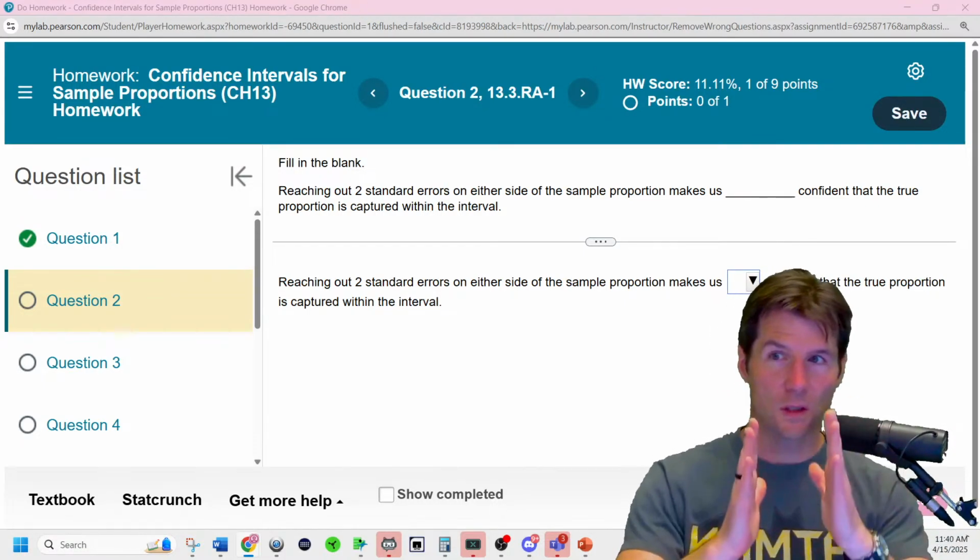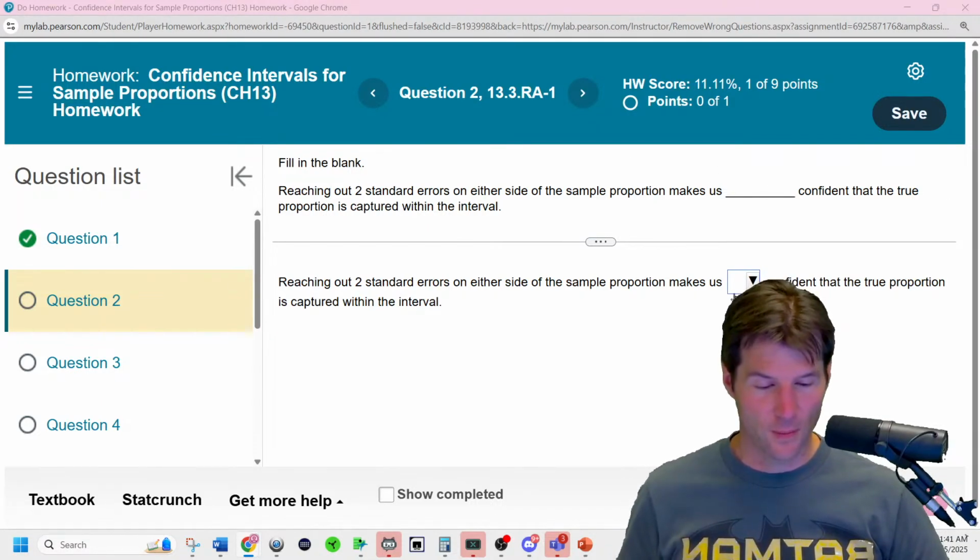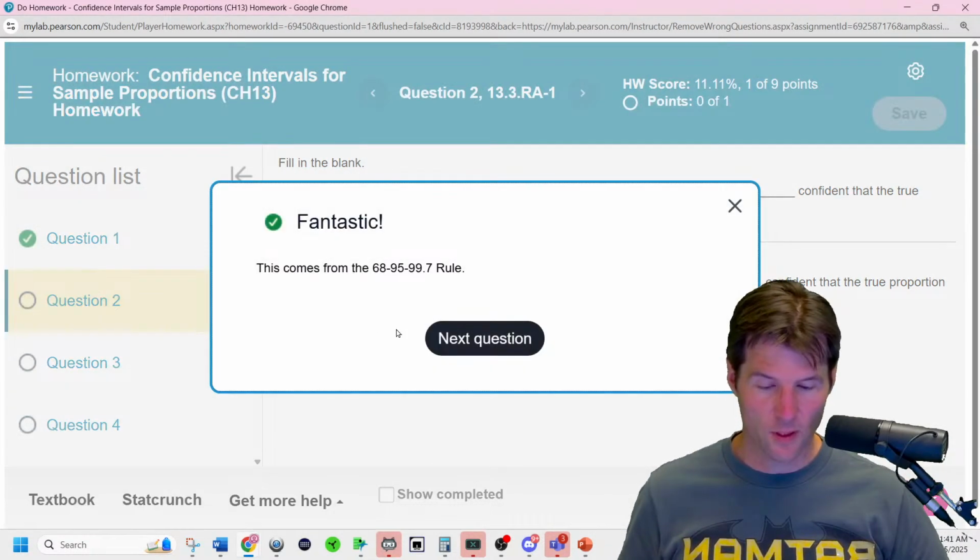Reaching out basically builds a what percent confidence interval? 95. And the exact number is 1.96.